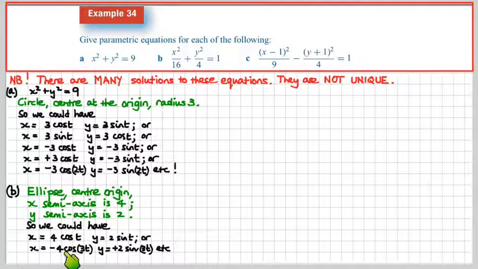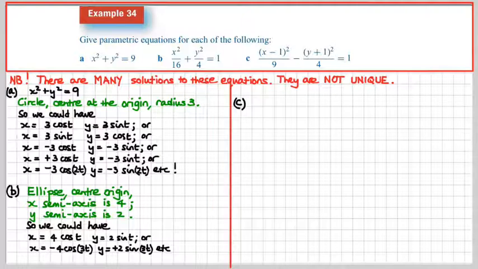Or you could do this, for example. Look, I'm changing what's going on in here, and I'm altering the signs out the front. It doesn't matter, as long as one of them is cos and one of them is sine, and you can get that equation there, it works, okay? So again, there's an infinite number of solutions.